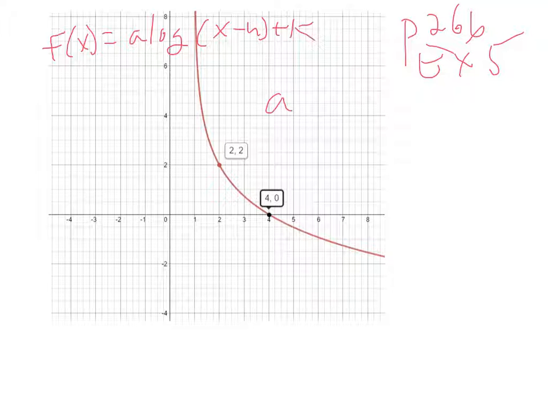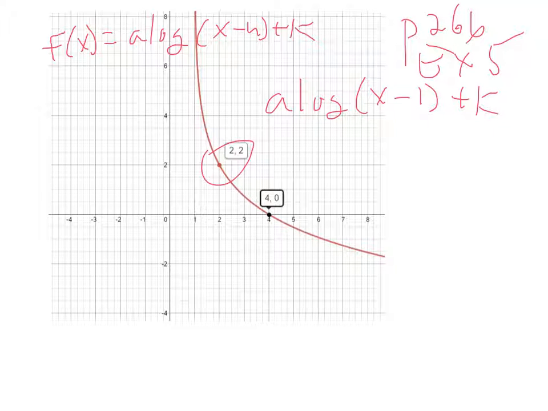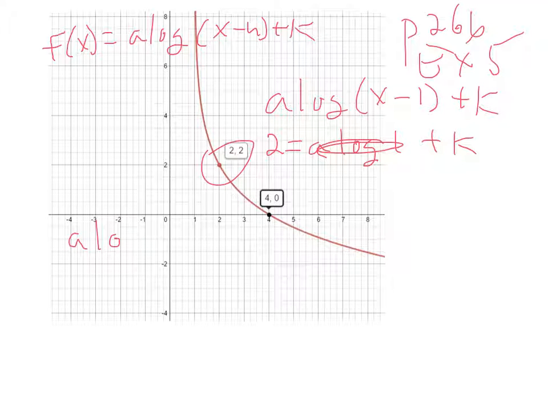So we know it's a log of x minus 1 plus k. And let's see, I see this point (2, 2). Why don't we substitute that in and see if we can use that. So I know 2 has to equal a times the log of 2 minus 1, which is 1, plus k. Well, the log of 1 is 0, so that knocks that whole term out, so that tells me k is 2. So it's been shifted up 2 units. So a times the log of x minus 1 plus 2.